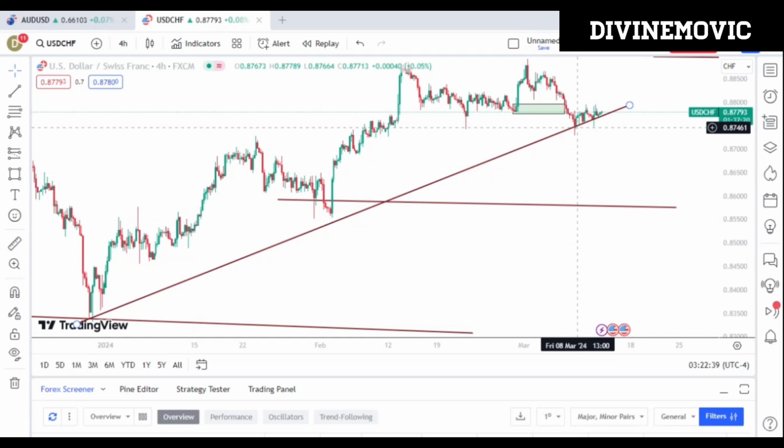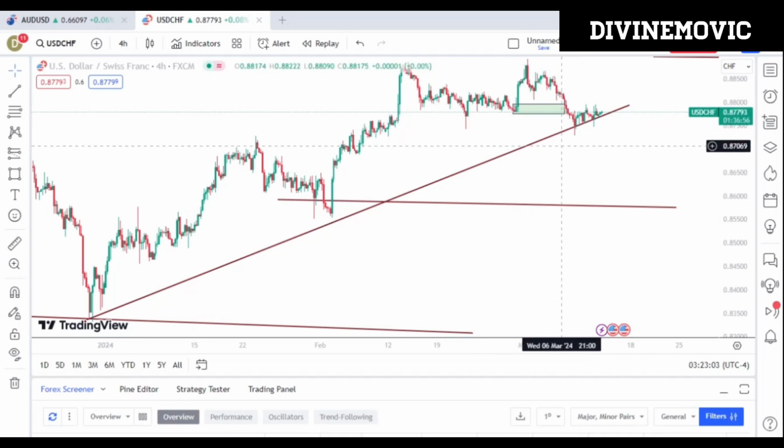Now, a point of interest is simply an area where you're likely going to buy from or sell from. And there are basically about three types of point of interest. We have the point of interest caused by a flip zone. We have the point of interest caused by a demand zone. And we have the point of interest caused by a supply zone. But right now, on the 4 hours time frame, we're able to identify a point of interest caused by a demand zone.